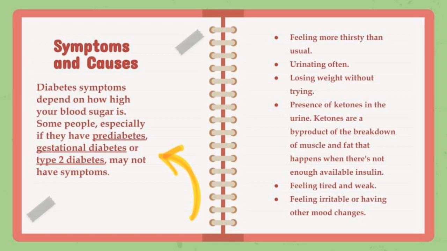For everyone who doesn't know what ketones are, ketones are a byproduct of the breakdown of muscle and fat that happens when there's not enough available insulin. Next one is feeling tired and weak. And the last one is feeling irritable or having other mood changes.